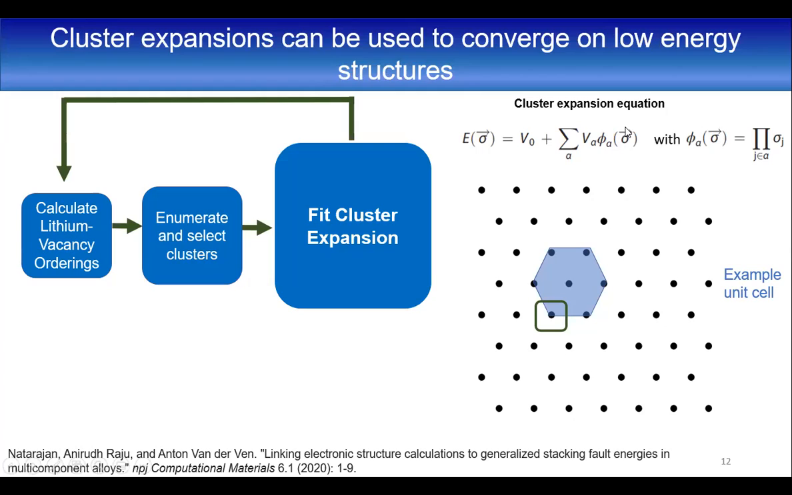And when you have this information, the only thing you're going to be minimizing for is going to be these coefficients. So these V alphas are going to be ECI that are specific to all the clusters. So it's just V0 here, the null cluster, the point cluster, the pair cluster, etc., up to whatever cutoff that you want to go to.